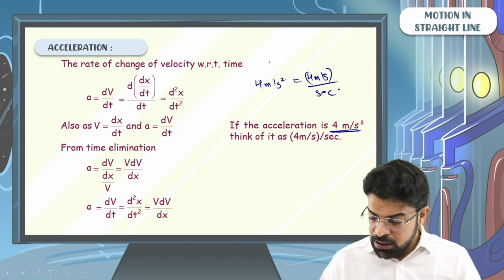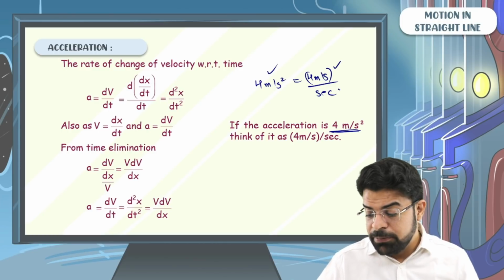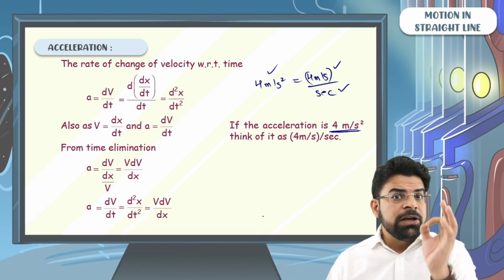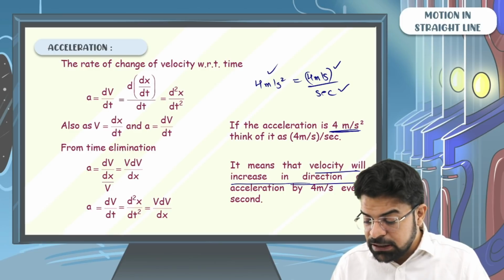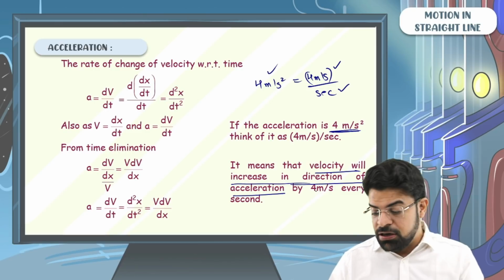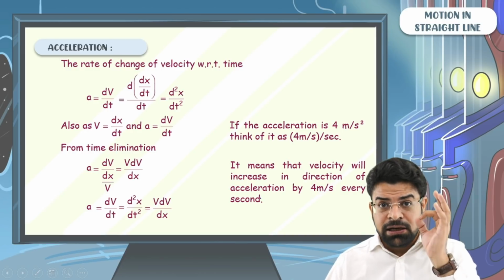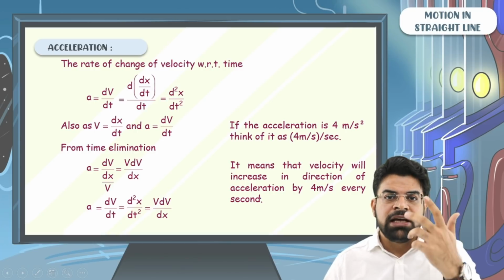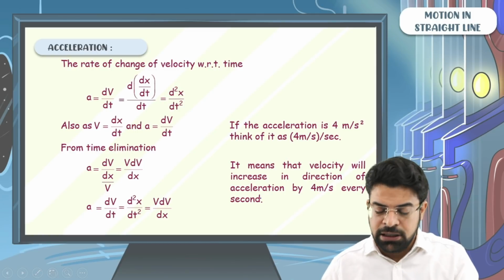No. When you think of 4 meters per second square, you do not visualize anything. When you think of 4 meters per second per second, you visualize something. You can say that if the acceleration is 4 meters per second per second, it means that the velocity will increase in the direction of acceleration by 4 meters per second every second. So every second in the direction of acceleration, the velocity will increase by the magnitude same as acceleration. Sir, haven't got it. Do not worry. Let's see it from an example.